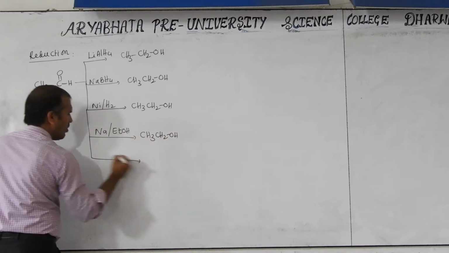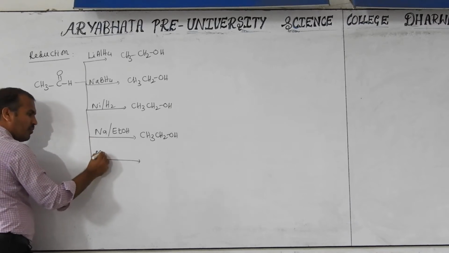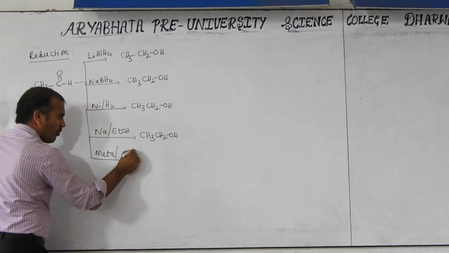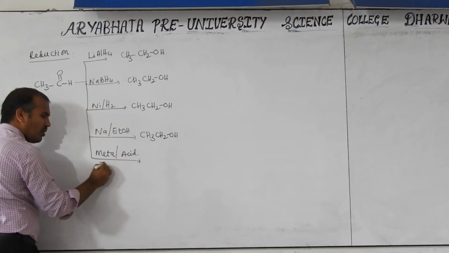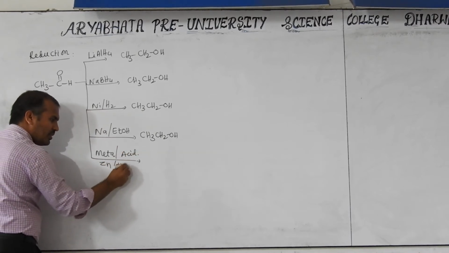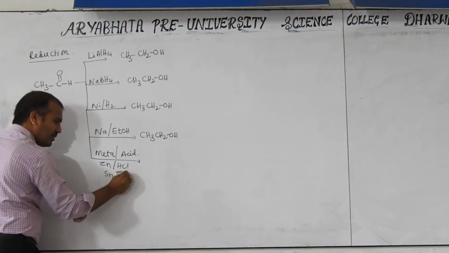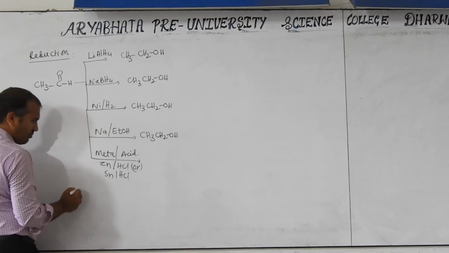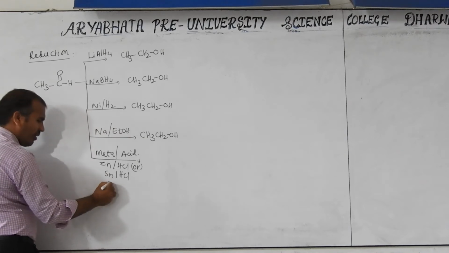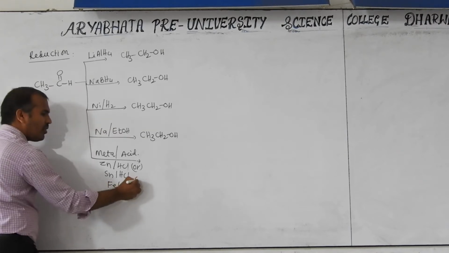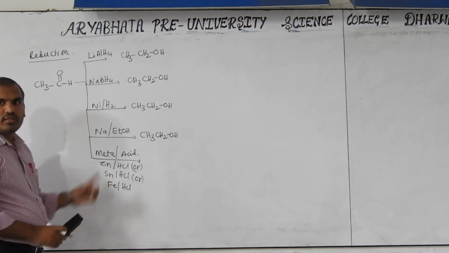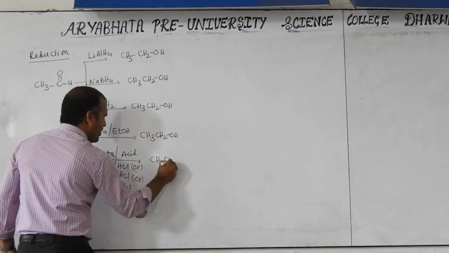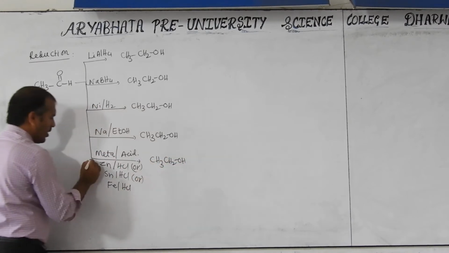Next, metal in acids. For example, zinc in HCl, tin in HCl, or iron in HCl. Any one you can use, not all at a time. Generally these are used as metal in acids. Then this is also converted into CH3, CH2OH.